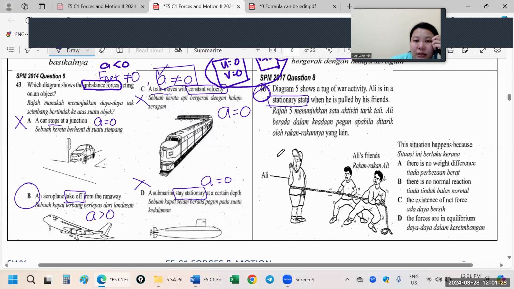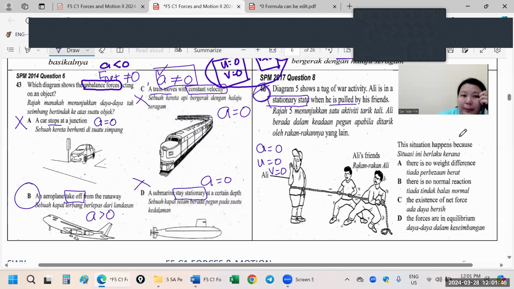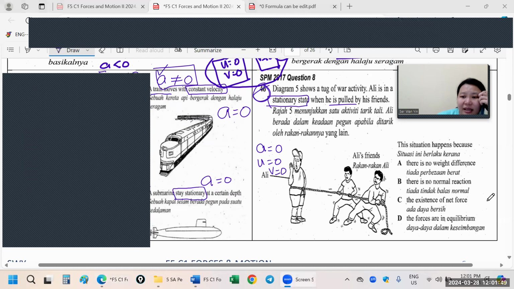Ali is in stationary state. Translate: a equals 0, u equals 0, v equals 0. When his friend pulled him, so this situation happened because... thank you, Bethany. Like no weight difference. Actually, when we pull, it's a horizontal force. No need to count on the weights.